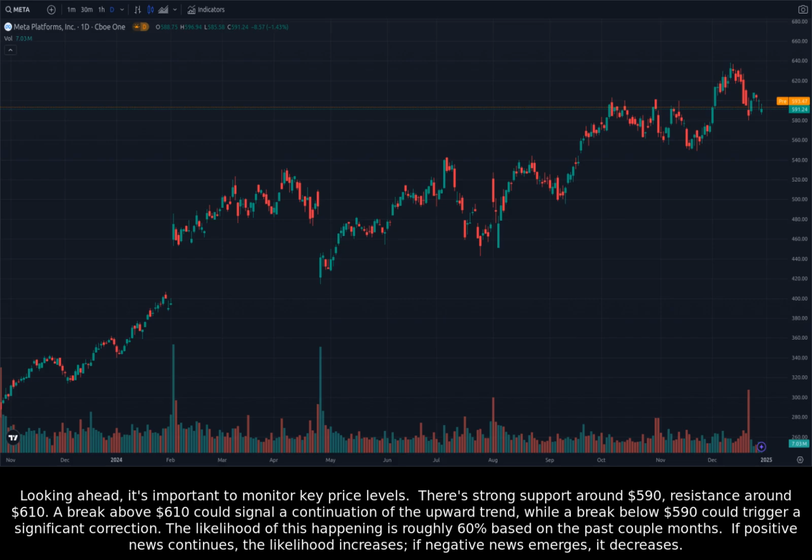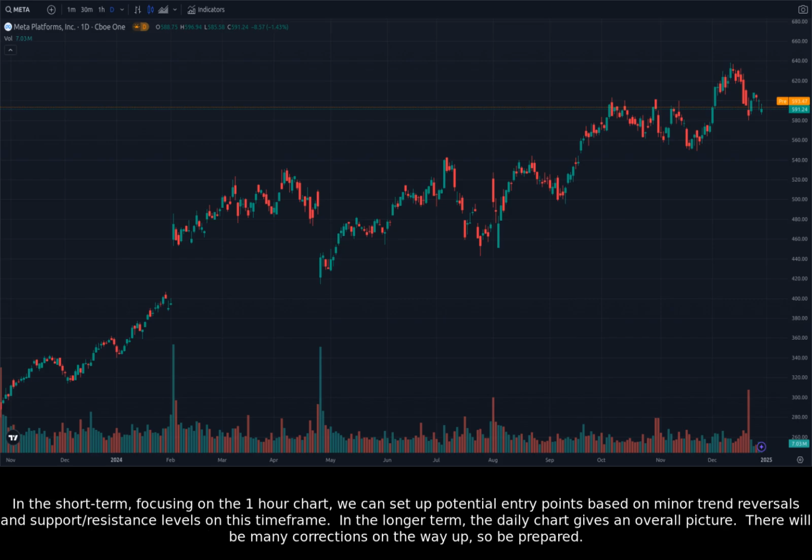If positive news continues, the likelihood increases. If negative news emerges, it decreases. In the short term, focusing on the 1-hour chart, we can set up potential entry points based on minor trend reversals and support/resistance levels on this time frame. In the longer term, the daily chart gives an overall picture. There will be many corrections on the way up, so be prepared.